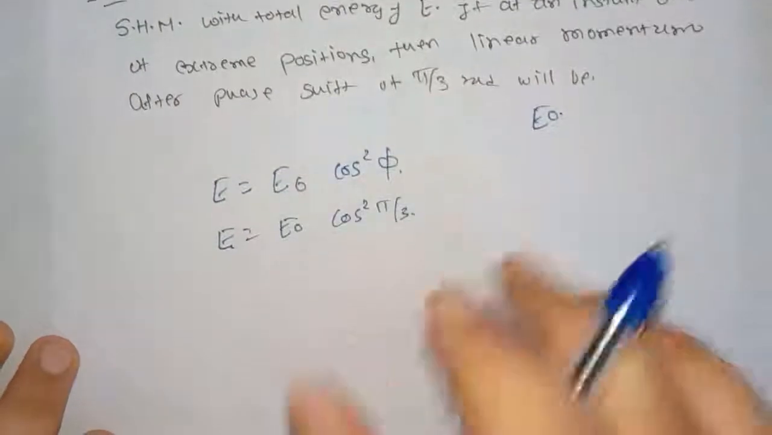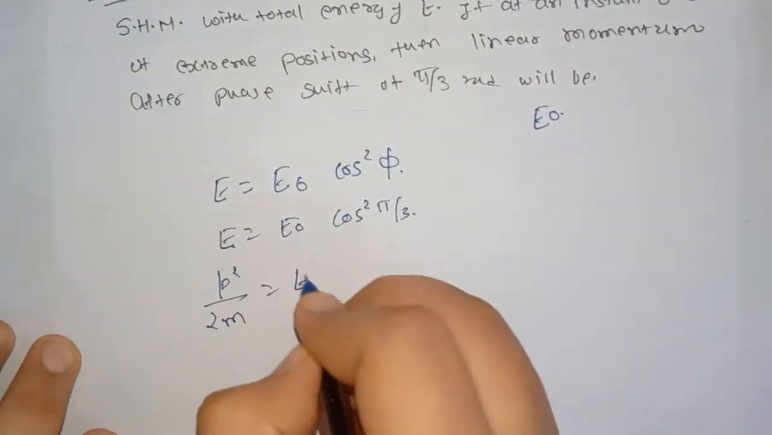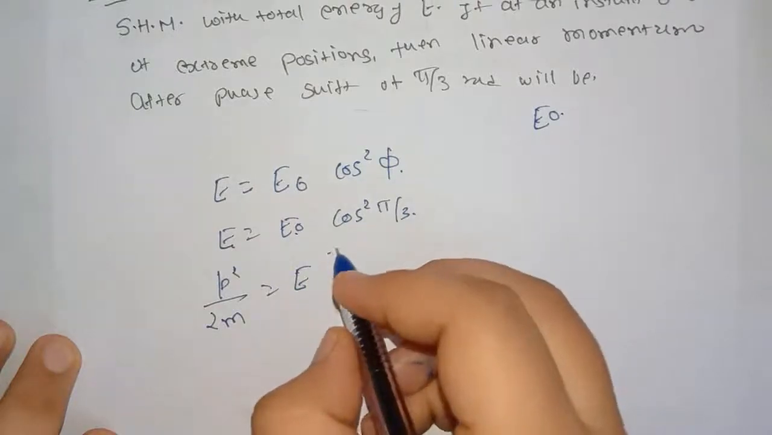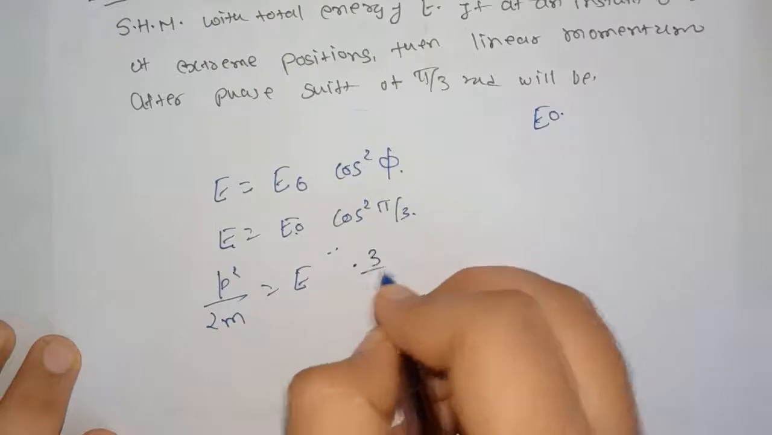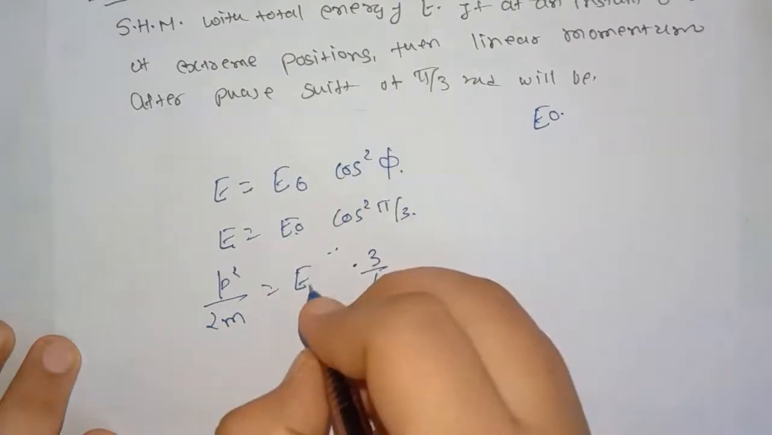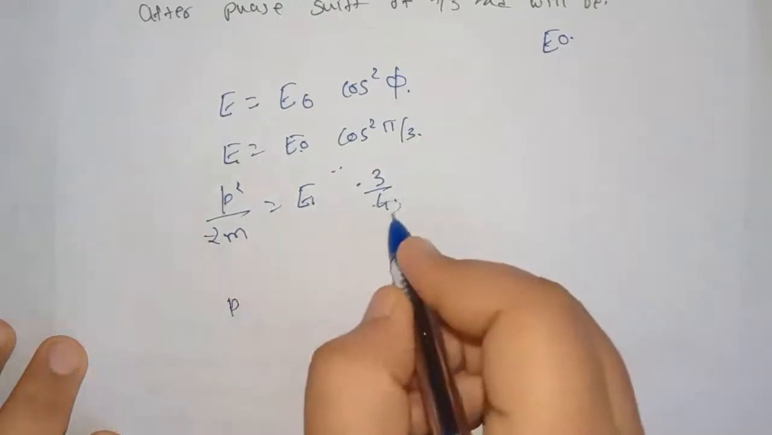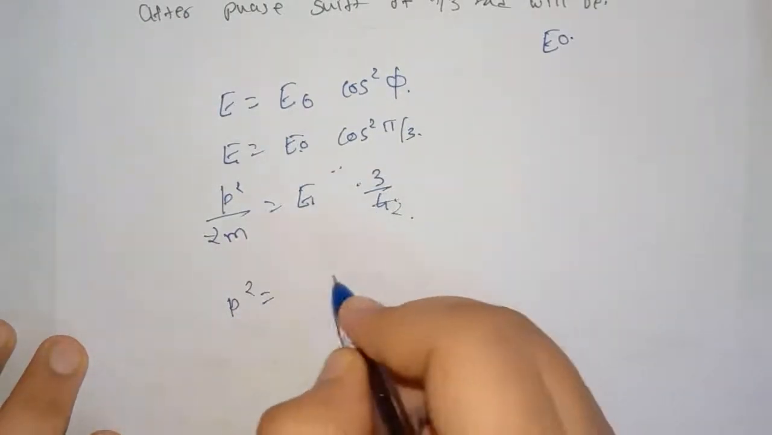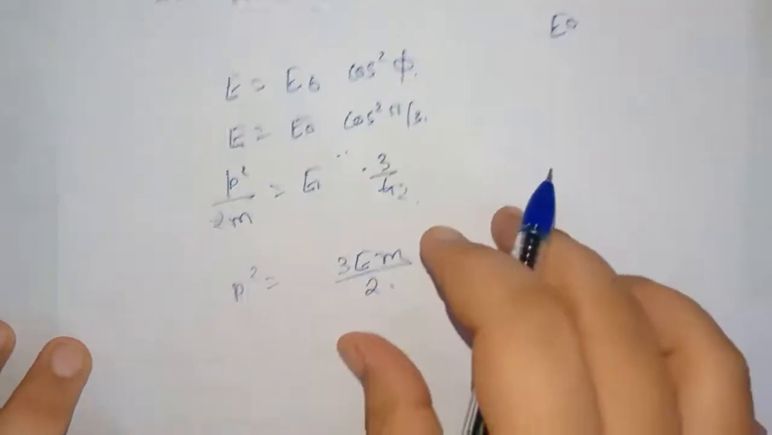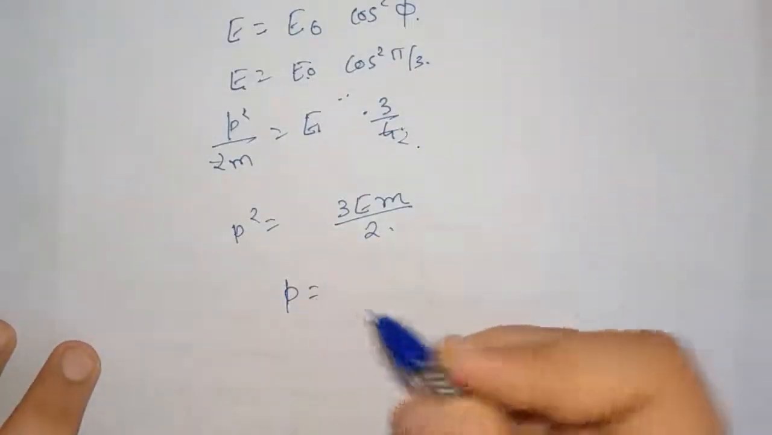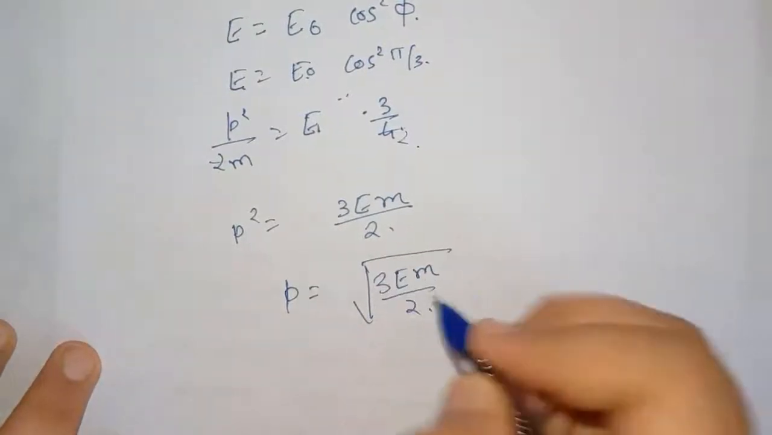E can be written as P square by 2m is equal to E naught, which is given as E, and cos square pi by 3 will be 3 by 4. This 2 will get cancelled out. So P square will be equal to 3Em divided by 2. So P will be equal to under root 3Em by 2.